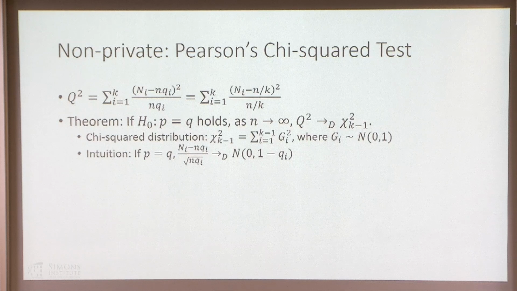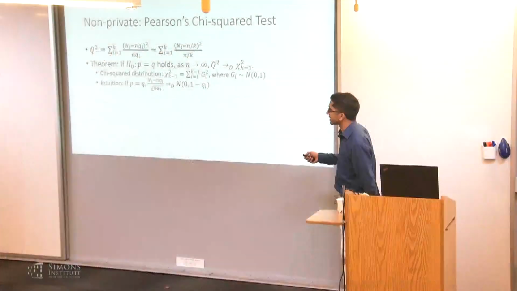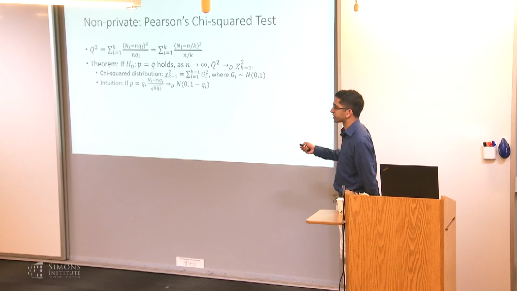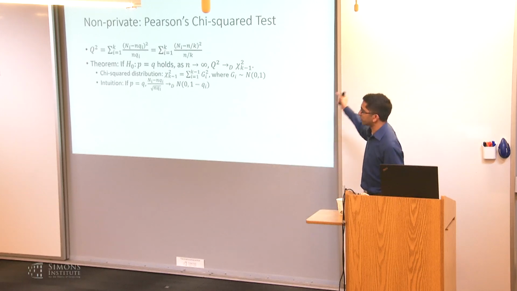Shouldn't we scale by the variance, like n q_i times 1 minus q_i or something? Yeah, I mean, if you rescaled by 1 minus q_i, I guess that would just make it N(0,1). Sorry. Yeah, yeah. So I kind of moved it over to the right for reasons.